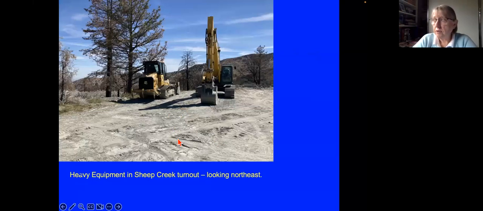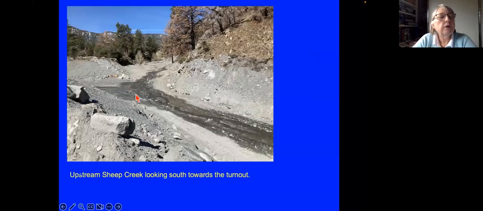One of the reasons I love this turnout is you can take a bus in there. You could have 8 vans in there on a geology field trip. No problem getting to it. Okay. Now, here's the sign I pointed out before, which shows you where the turnout is.